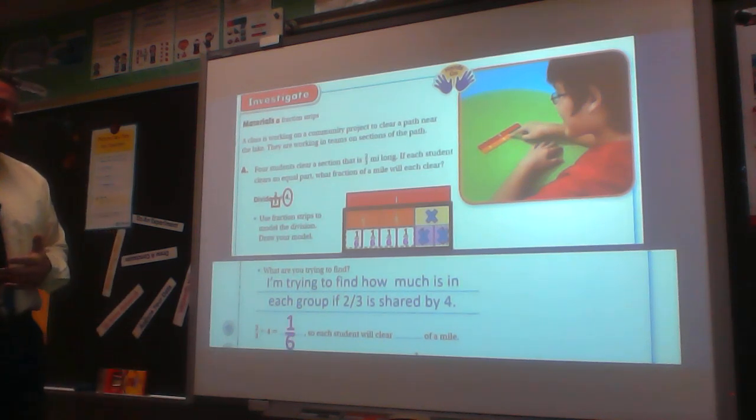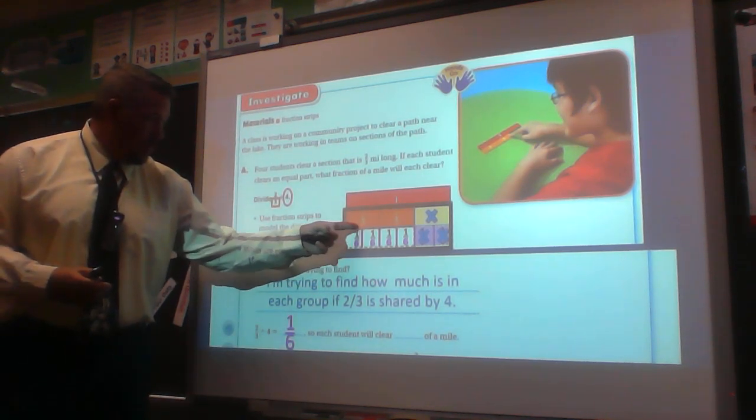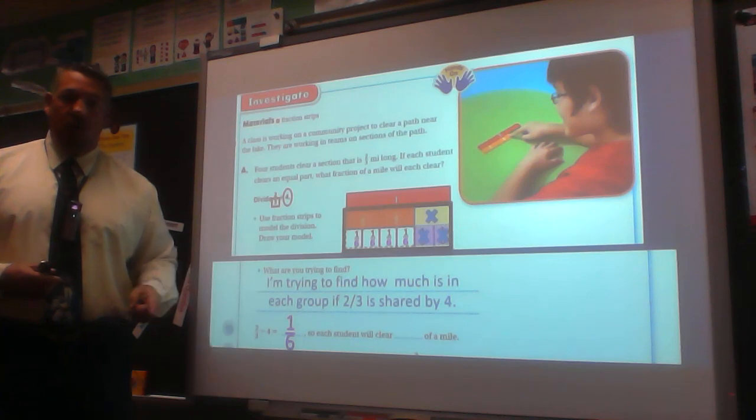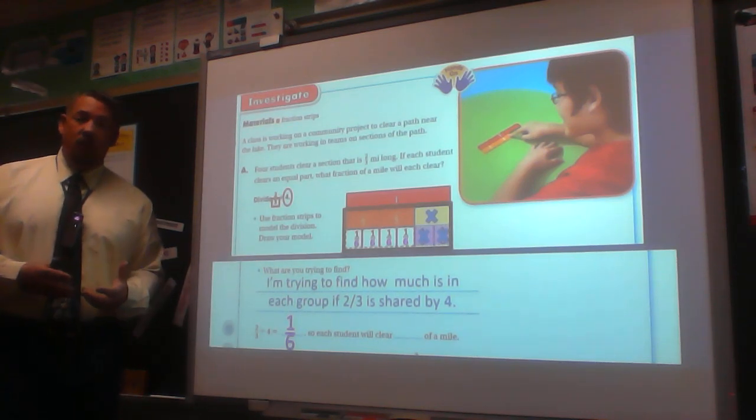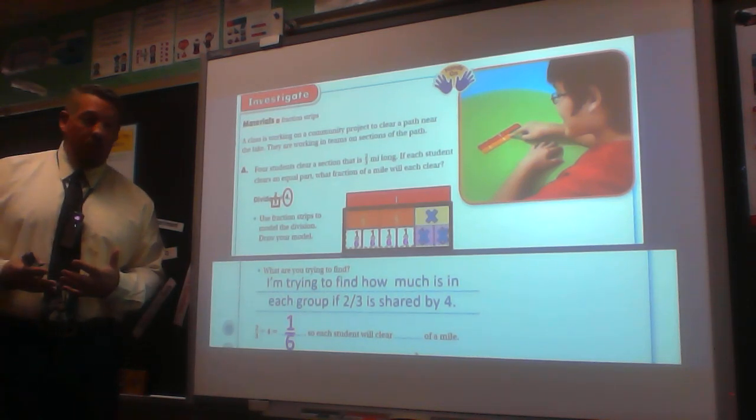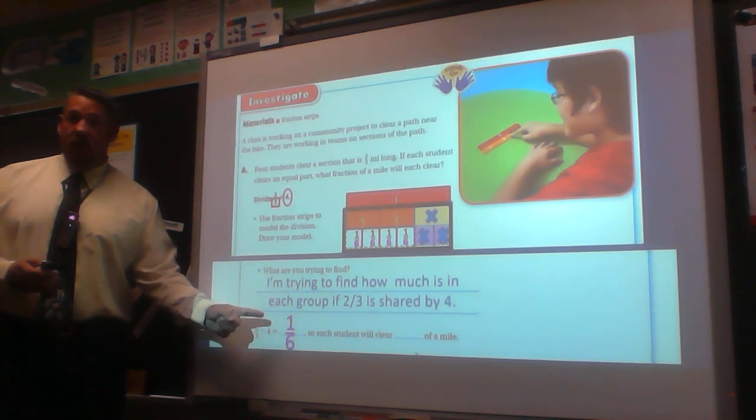Well, in each of those groups then, that's what these little itty bitty fractions are telling me. Each one of those groups, if it's divided equally amongst 4 people, is going to be 1/6.